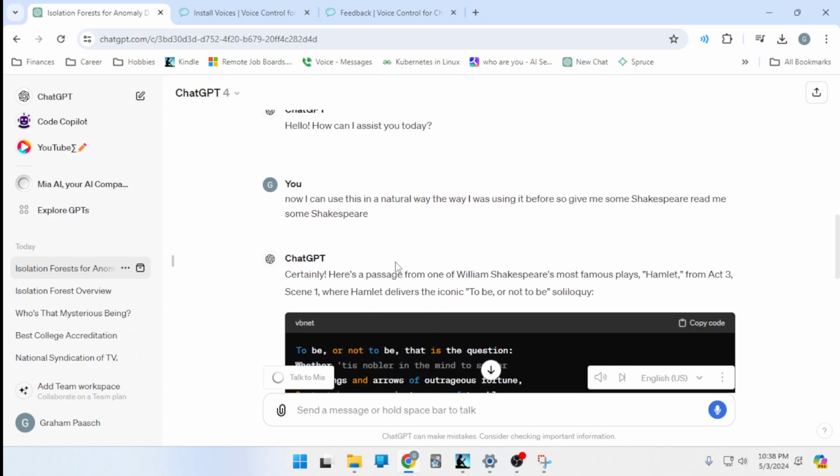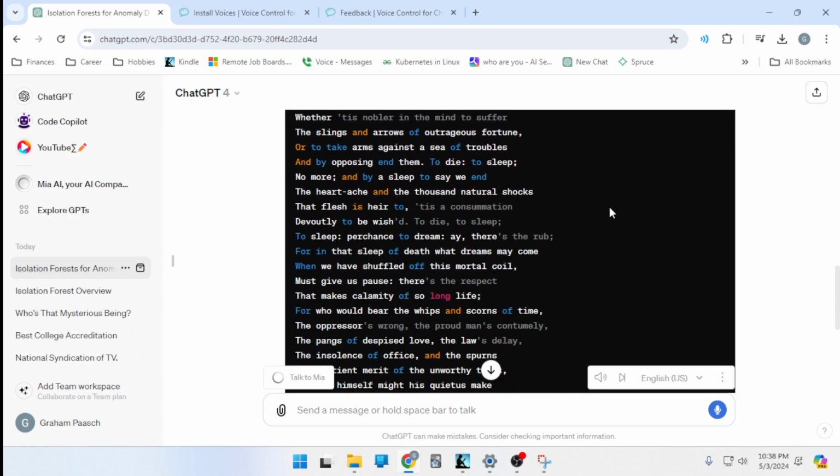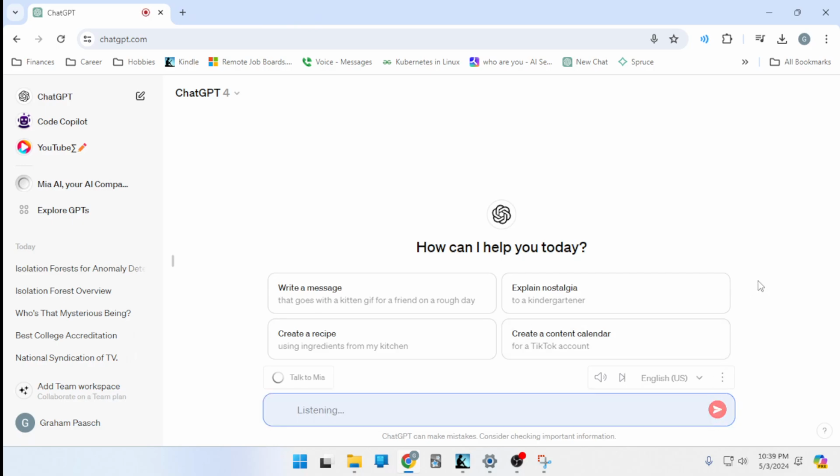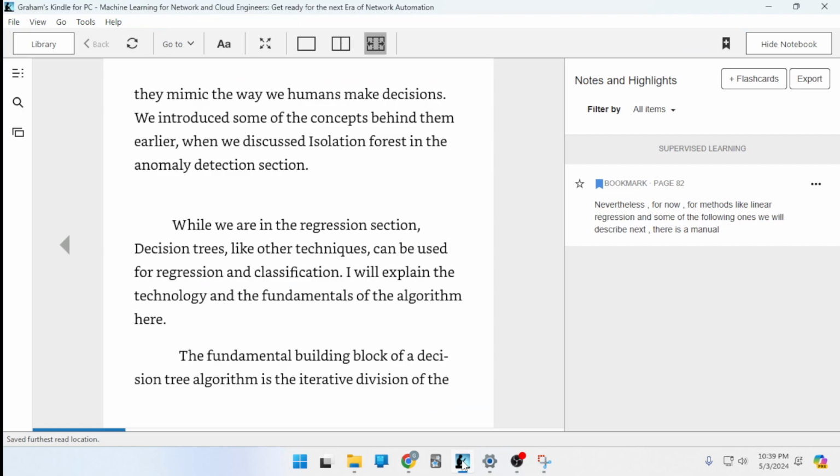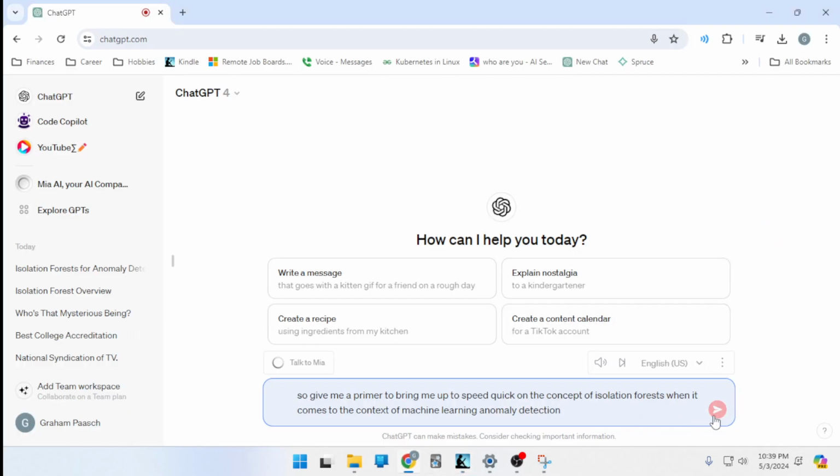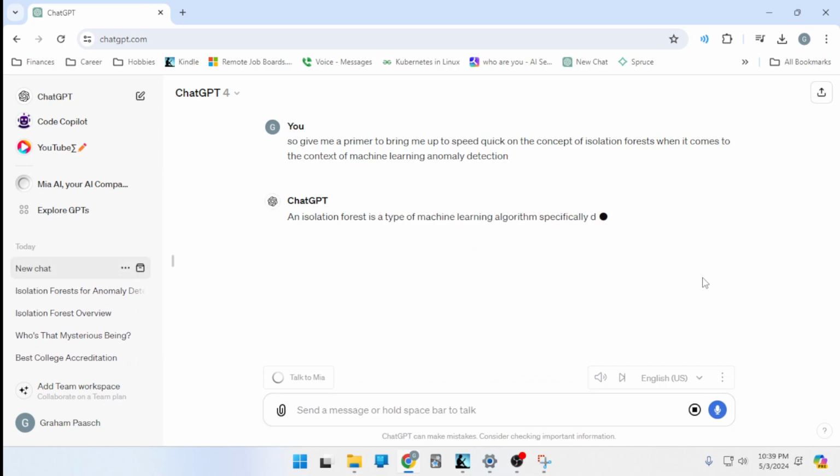Yeah, I like this. So, okay, I'm happy with that now, so now we can move on. Give me a primer to bring me up to speed quick on the concept of isolation forests when it comes to the context of machine learning anomaly detection. There, see how easy that is?